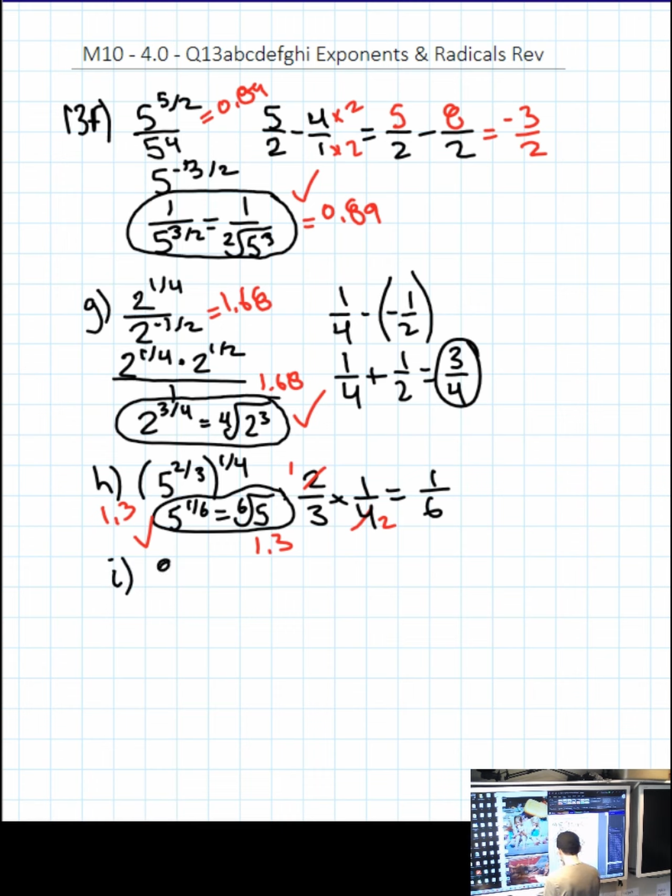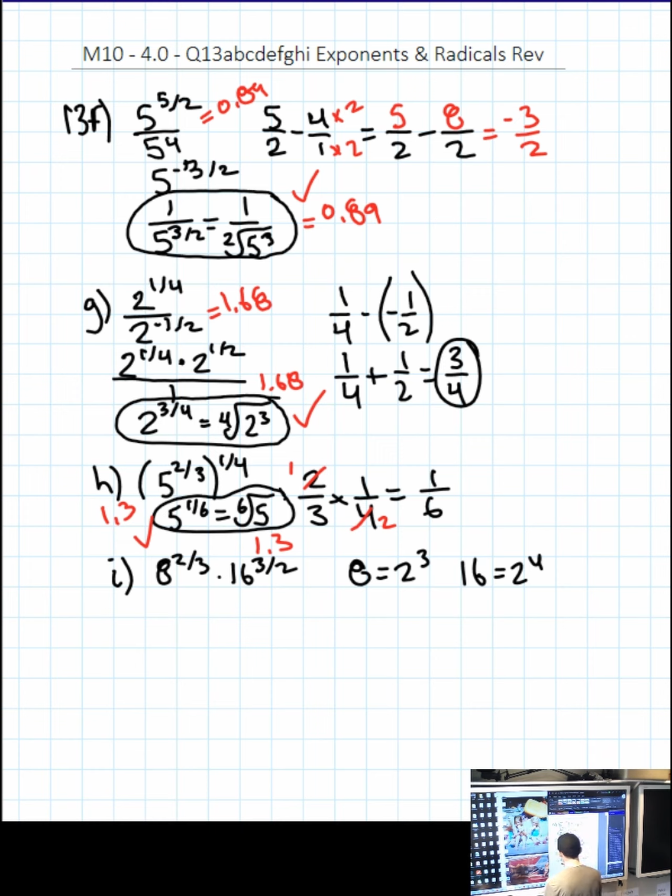So we have 8 to the 2/3 times 16 to the 3 over 2. We don't have the same base, so we need to get the same base. We have to use a process called change of base. We know that 8 is equal to 2 cubed, and we know that 16 is equal to 2 to the 4.